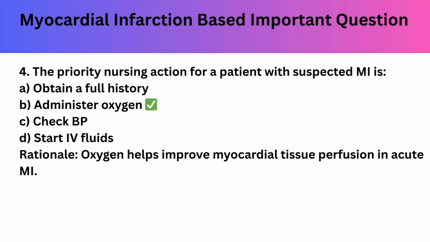Question number 4. The priority nursing action for a patient with suspected myocardial infarction is: option A, obtain a full history; option B, administer oxygen; option C, check BP; option D, start IV fluid. Correct answer is administer oxygen. Oxygen helps improve myocardial tissue perfusion in acute myocardial infarction.